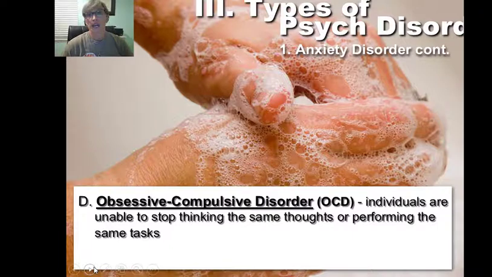OCD is its own type of anxiety disorder too. So obsessive compulsive disorder: individuals unable to stop thinking of the same thoughts or performing the same tasks. Let me simplify that definition for you a little bit. So obsessed, you are obsessively thinking about something. Maybe it's the safety and welfare of your family. And because you can't do anything about the safety and welfare of your family, you are compelled to call them 15 times a day. So the obsession is managed through a compulsion.